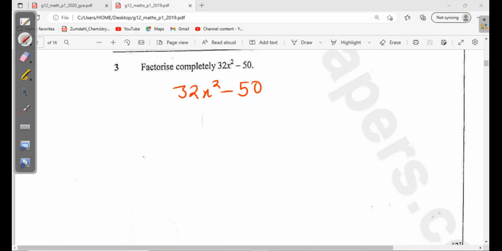So we're going to say 2. Now how many times can 2 go into 32? We know that is 16 times, and then we're going to have x squared there. How many times can 2 go into 50? We know that is 25 times. And this 2 is going to remain outside.